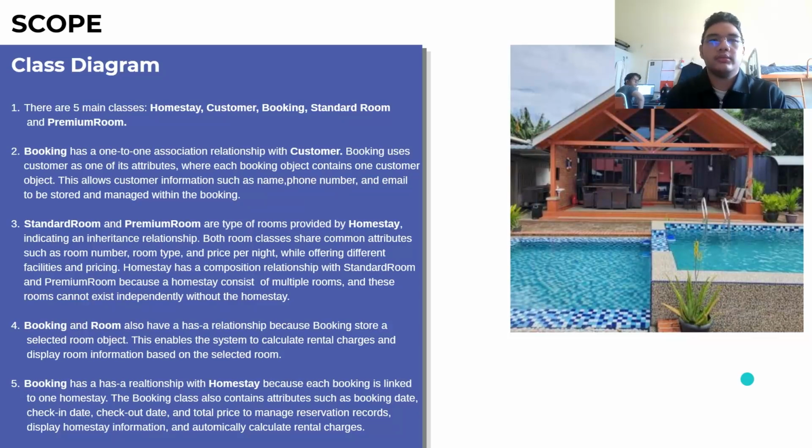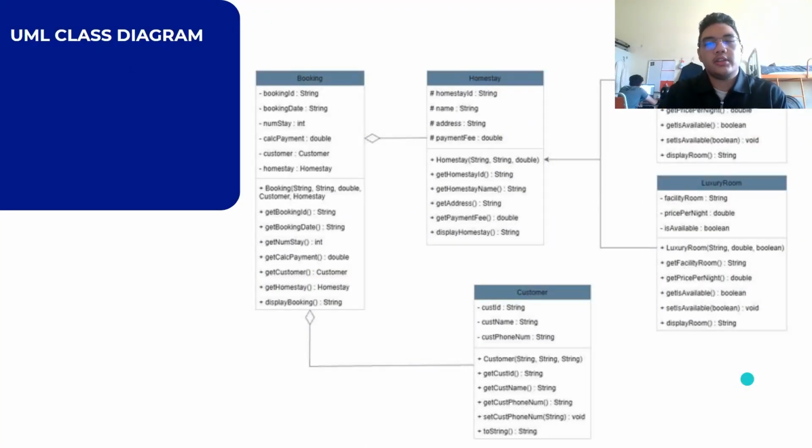For the next one, this is our UML class diagram. The room class acts as the superclass. Standard room and luxury room are subclasses that inherit common attributes such as room number, room type, and room price. This reduces code duplication and improves code reusability.